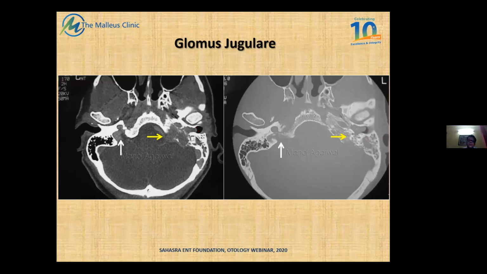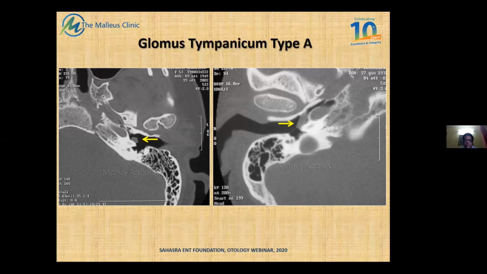Anyway, you can see the glomus jugulare, the part of the tumor extending into the external auditory canal. Okay, but on the other side, the integrity of the bone is maintained. So this is a glomus jugulare tumor of the left side. This is much more localized glomus, and so this is a glomus tympanicum type A. Okay, this is a glomus tympanicum type A, a small glomus here and a slightly wider, bigger glomus here.